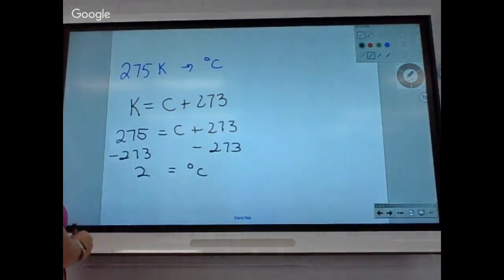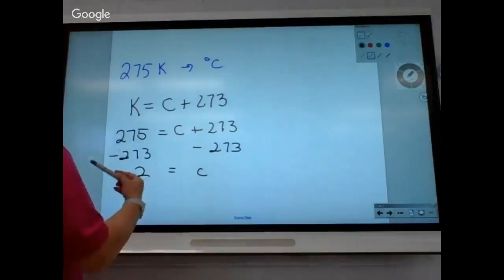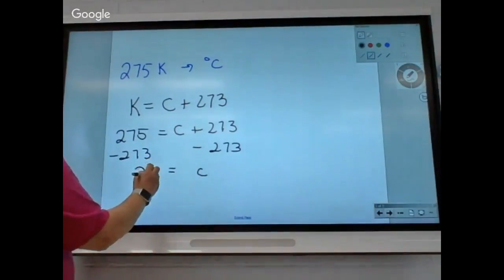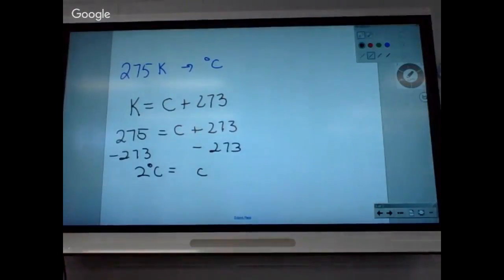2. Now, a lot of times people leave this answer for me this way. Is that okay? The degree Celsius on the right-hand side is the variable. I need to write, or in this case, just C really is the variable. I need to write degrees Celsius on my 2 so that my 2 has a unit on it. Okay? Don't leave your unit off your number. The number has to have a unit on it.